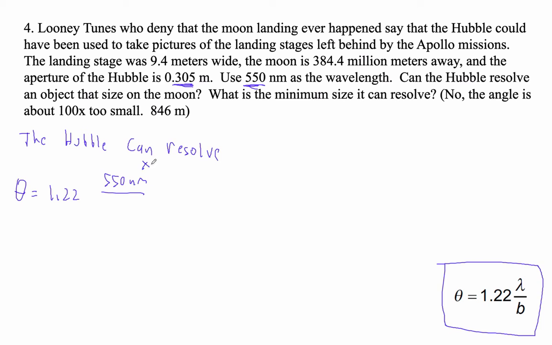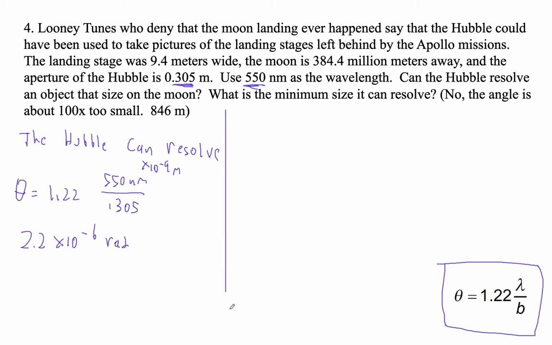minus ninth meters, divided by 0.305. So I'm going to go 1.22 times 550 E minus 9 divided by 0.305, and that angle that it can resolve is a neat and tidy 2.2 times 10 to the minus 6th radians.